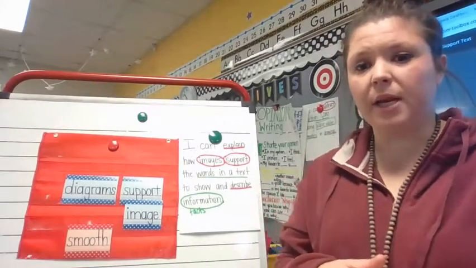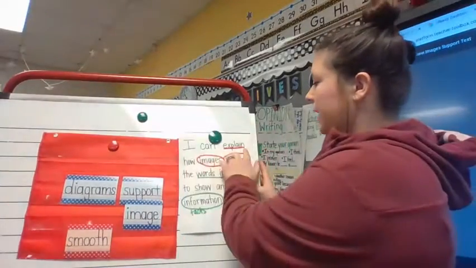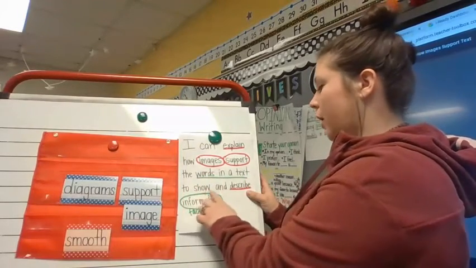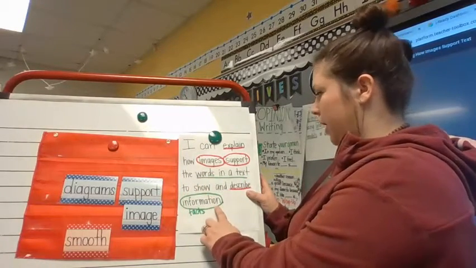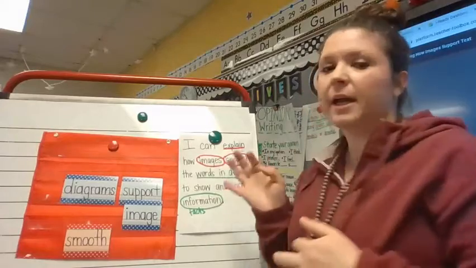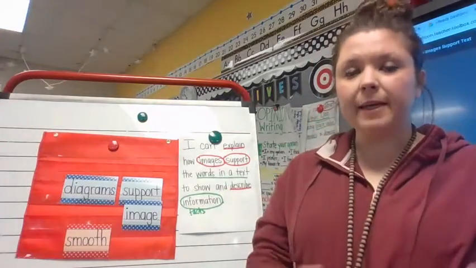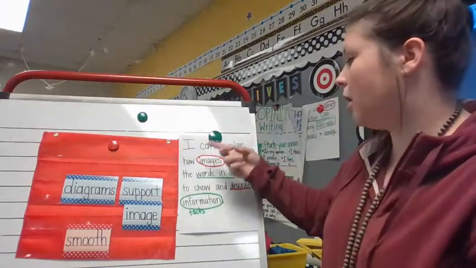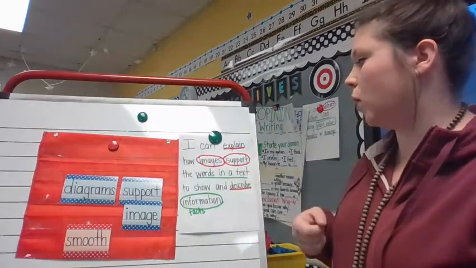Let's get started by reading our learning target. I can explain how images support the words in a text to show and describe information. Remember, explain means to make clear with details. So I can give details on how the images support the words.